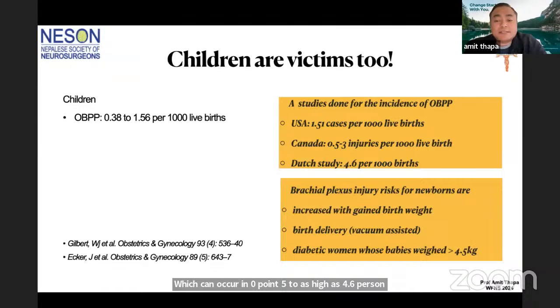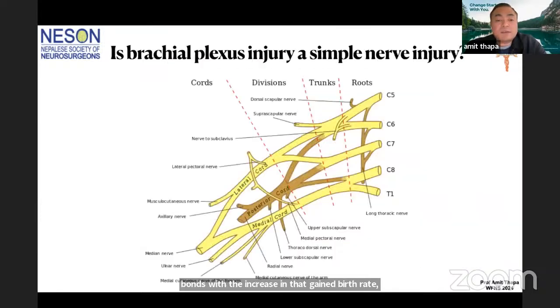And the risk increases in newborns with increased birth weight, and with delivery-related issues like vacuum assistance, or in diabetic women whose baby's weight is more than 4.5 kgs.